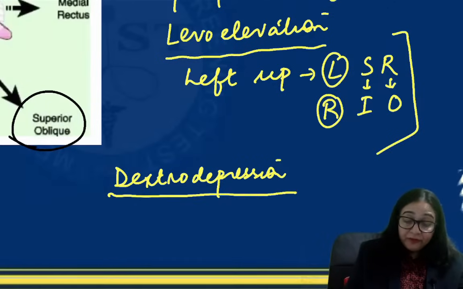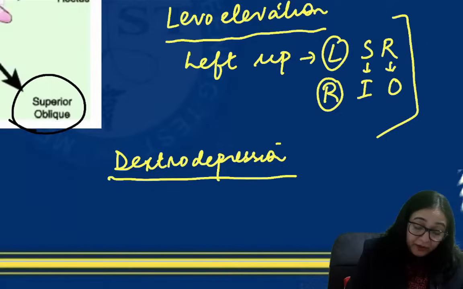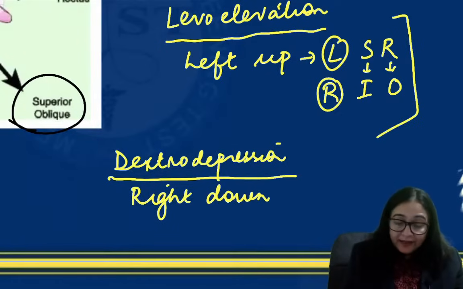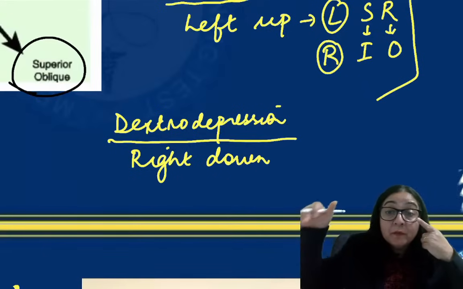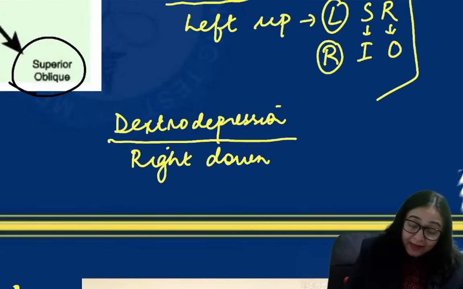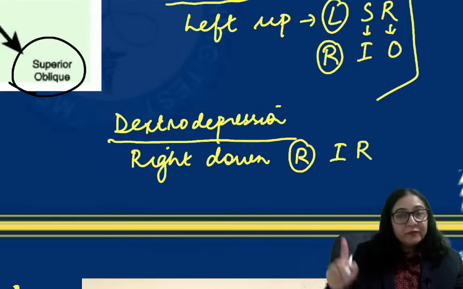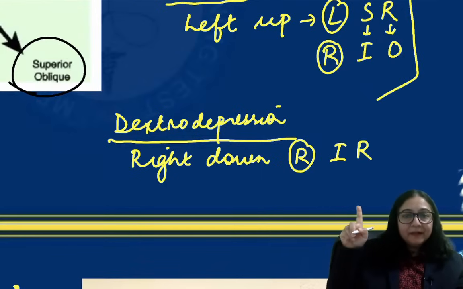Dextrodepression means you want to move the eye right and down. So right and down move karna hai. So same side rectus. Which rectus moves the eye down? So right eye inferior rectus will be used. So this will be one muscle of the yoke muscle pair.